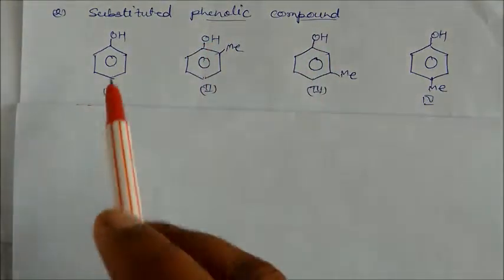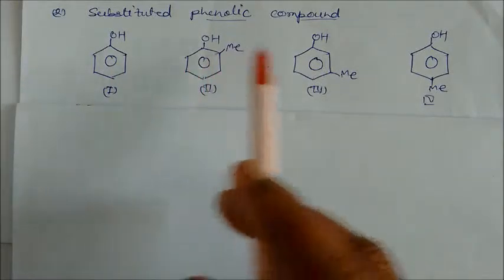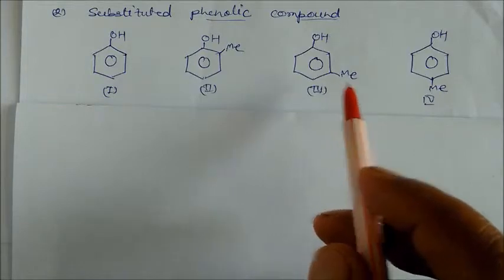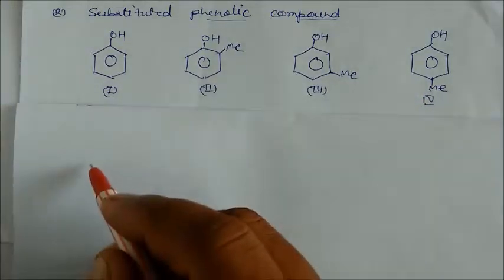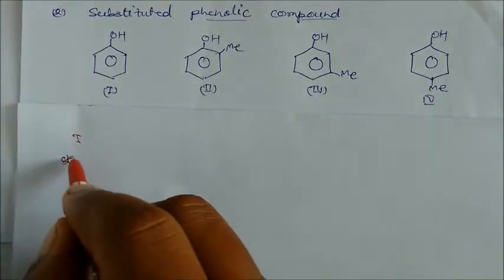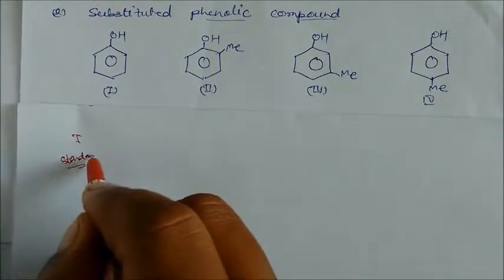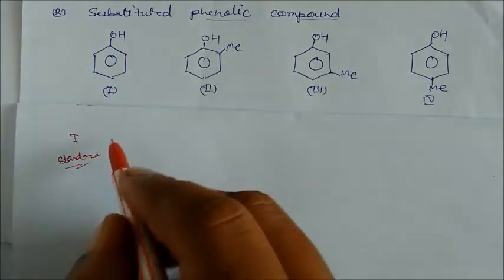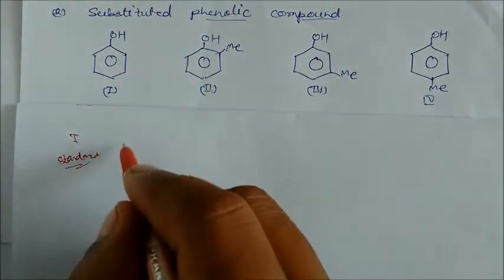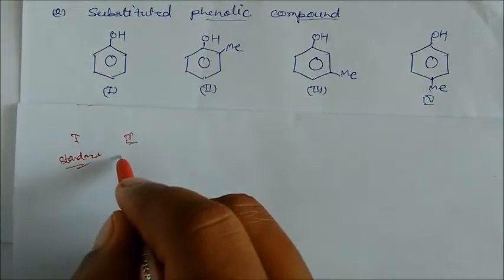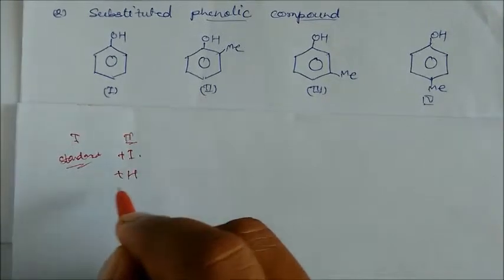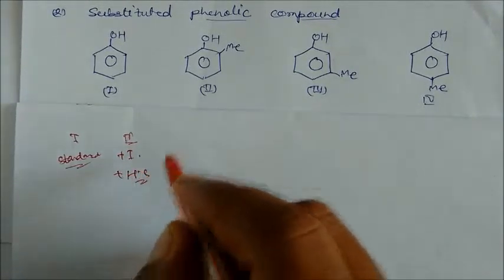Substituted phenolic compounds. We can see here OH is the functional group, and methyl is present at the ortho, meta, and para positions. In case of 1, this is the standard; if you find the acidity, the standard is there due to OH. In case of 2 we have much plus I effect and much plus H effect. H effect means hyperconjugation effect.